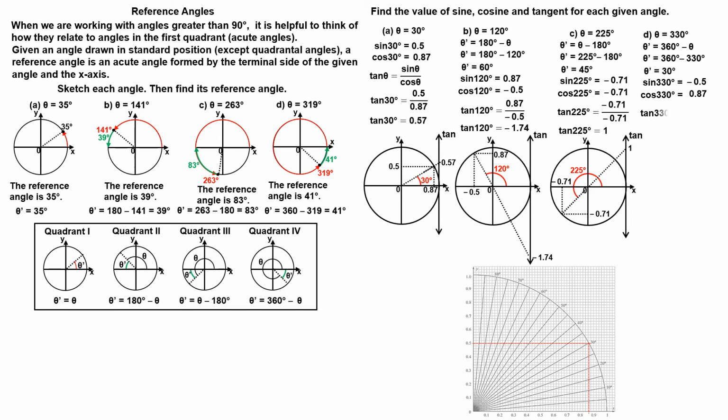To get the tangent, we divide the sine by the cosine. You should always keep in mind where these values are in the unit circle. Pay attention.